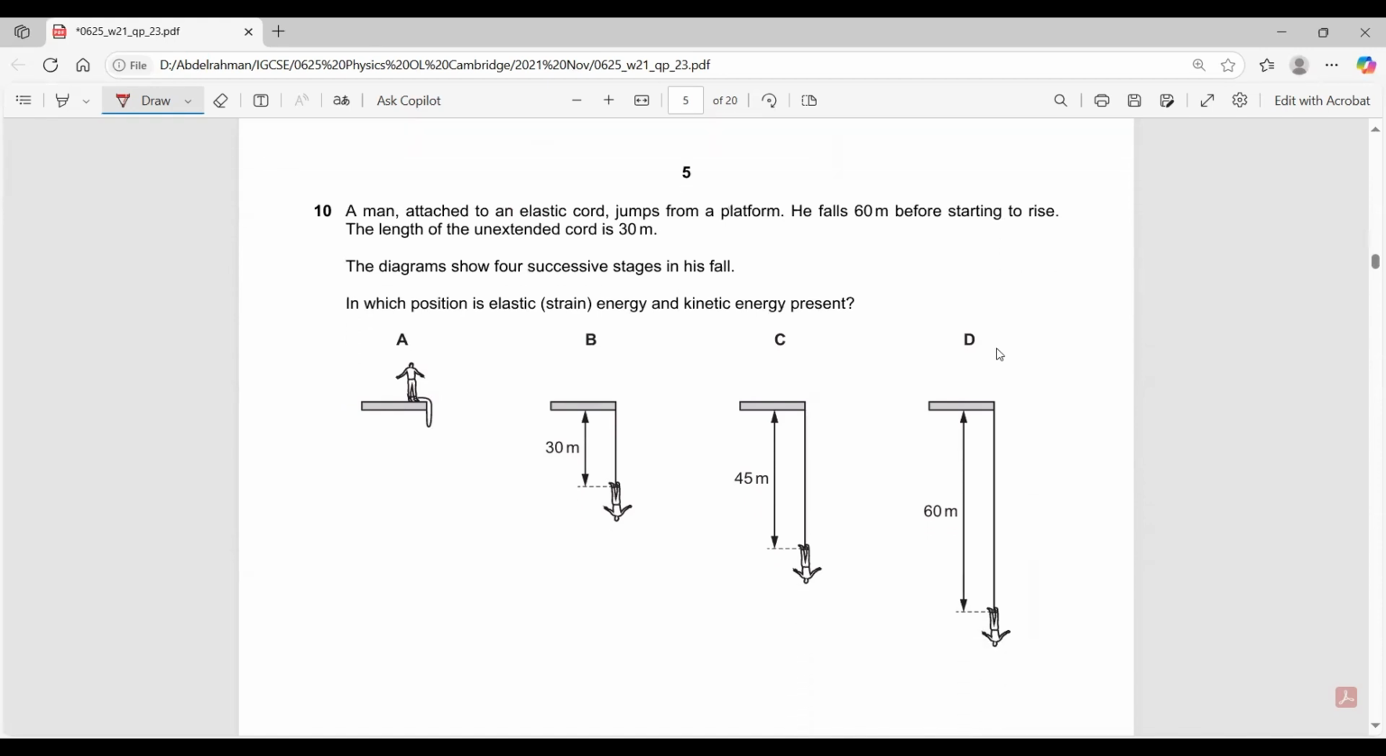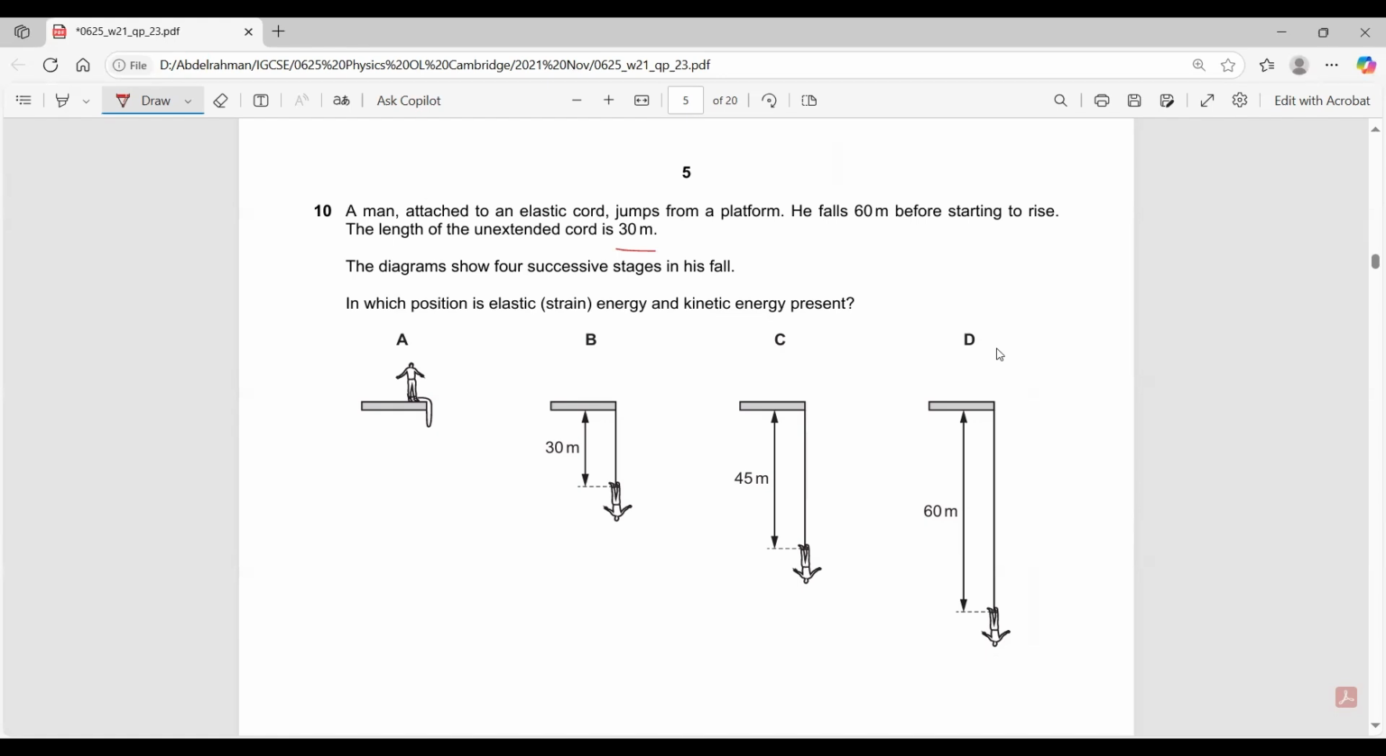Question 10. A man attached to an elastic cord jumps off a platform. He falls 60 meters before starting to rise again. The length of the unextended cord is 30 meters. The diagram shows four successive stages in his fall. In which position are elastic energy and kinetic energy present?